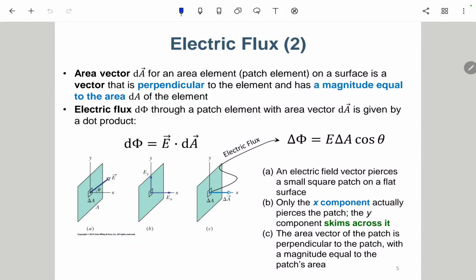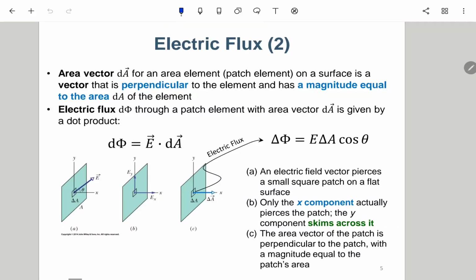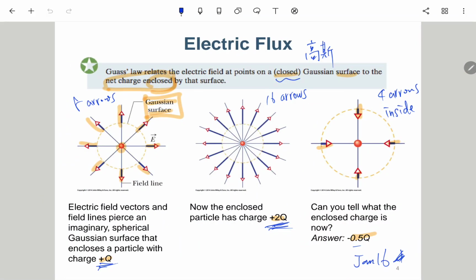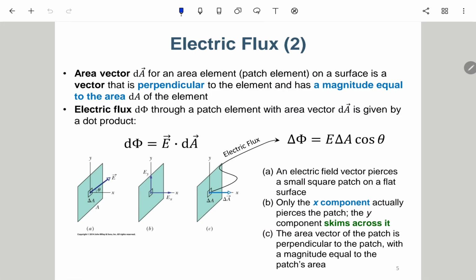Okay, so let's continue with the electric flux. In the last lecture, we just introduced a simple concept about the electric flux. So here we need to have some formulas. We need to have some mathematics to really talk about this in depth.